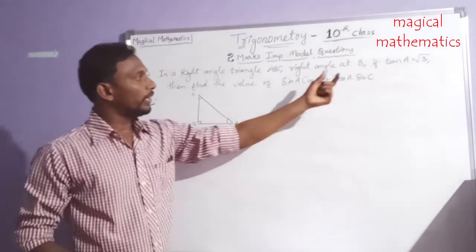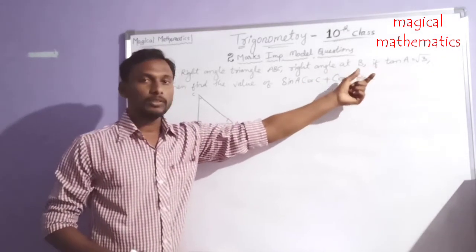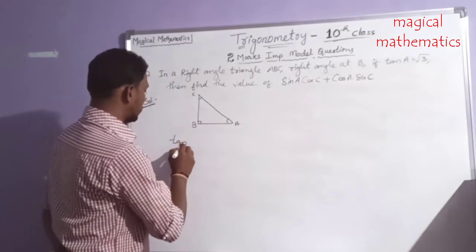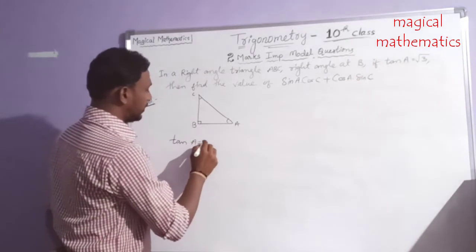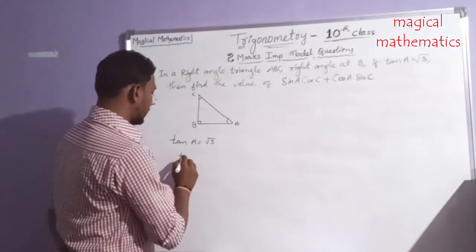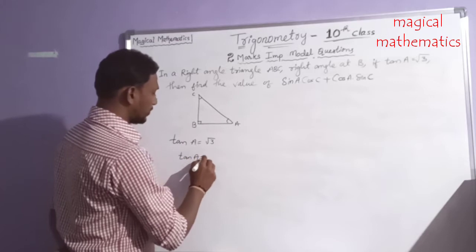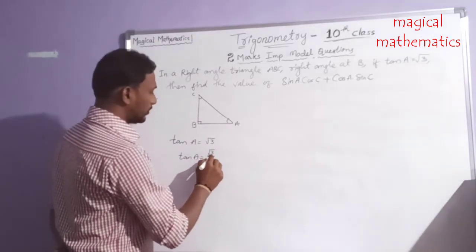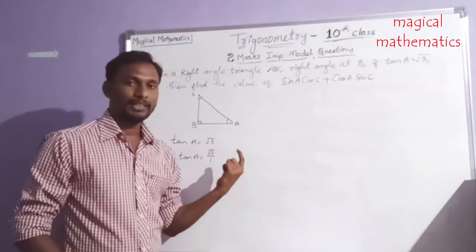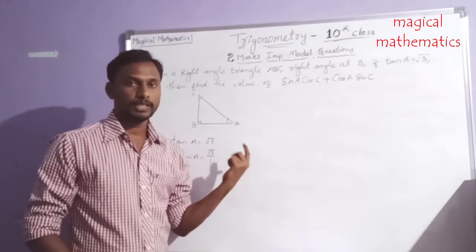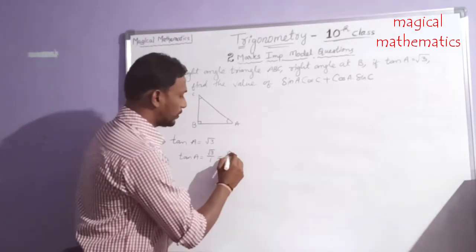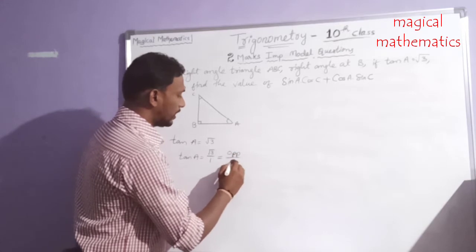Okay. So what is given again? tan A is equal to root 3. We know that tan A is equal to root 3 is given. So this root 3 we can write as root 3 by 1. Why? Because tan is nothing but the ratio between two sides, right? Which two sides? Opposite side by adjacent side.